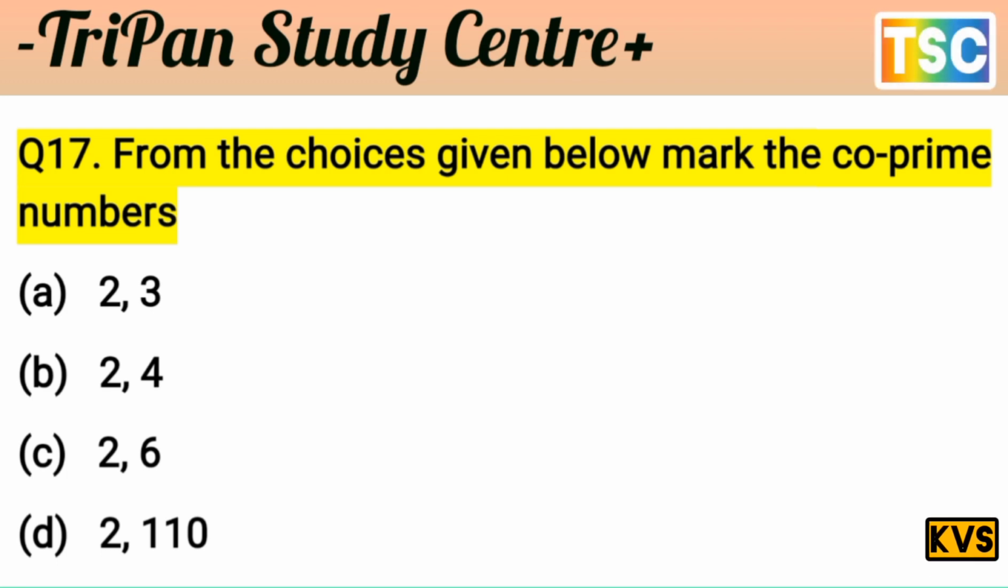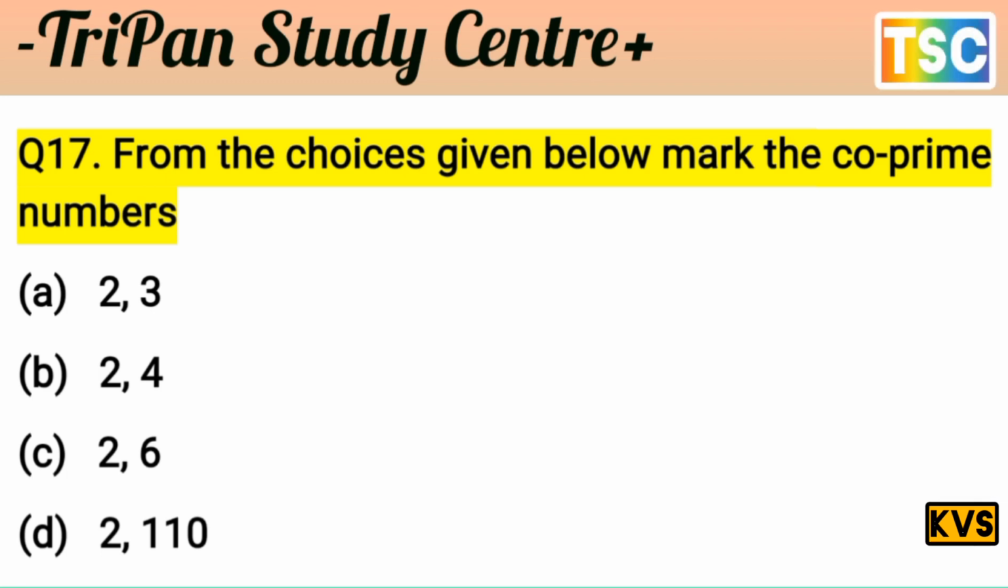But first of all, choose your answer. I give you a few seconds. Note it in your notebook. You must have a thought of your answer. Let's see what the answer is for this question. You know that the question is clear here: from the choices given below, mark the co-prime numbers.